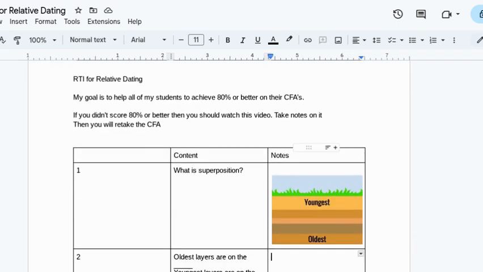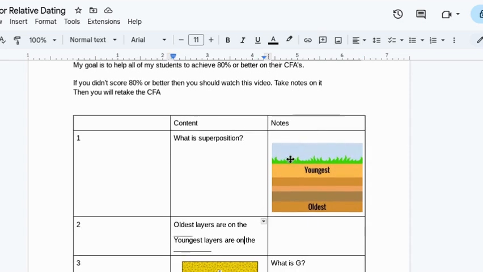Okay, superposition. The law of superposition talks about the order in which things are deposited on Earth. Older things are deposited first and they end up on the bottom of the rock record. Younger things come at the end, so these are deposited last. So the youngest is last, and the oldest is deposited first, or on the bottom. The youngest would be on top. Make sure that you understand this.